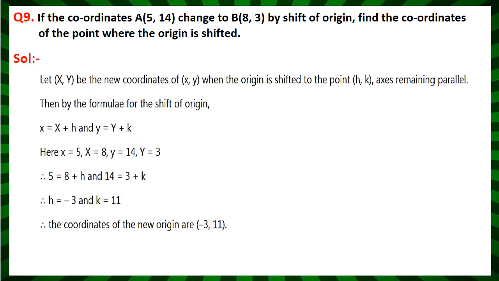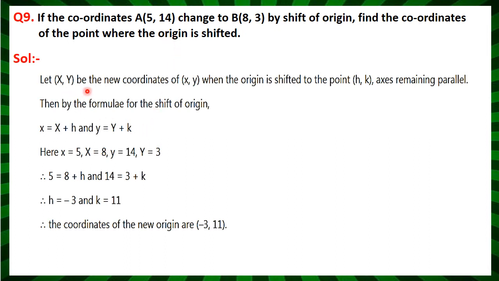Question number 9. If the coordinates A (5, 14) change to B (8, 3) by shift of origin, find the coordinates of the point where the origin is shifted. Here the points having the coordinates with respect to the old and new origin are given. We need to find the point where the origin is shifted, or the new origin.